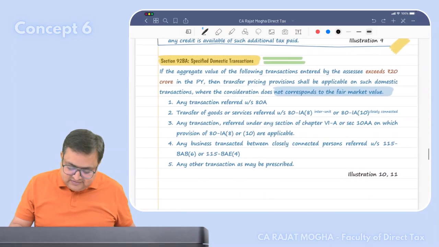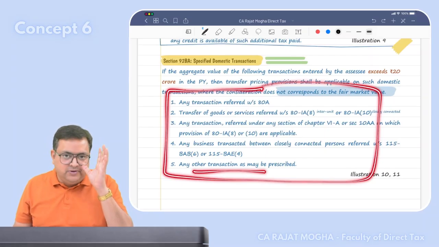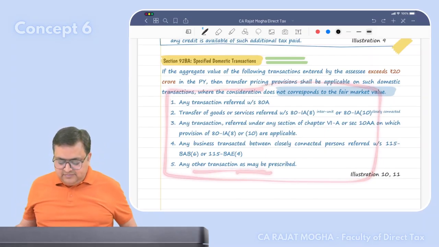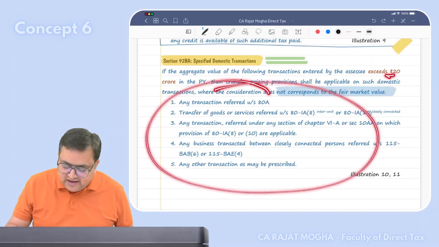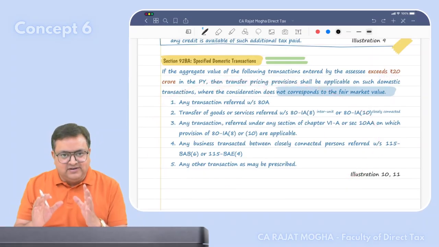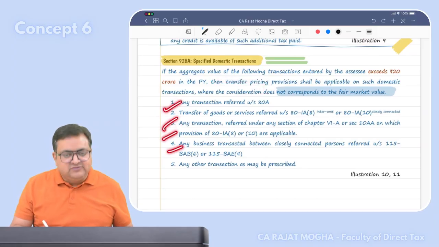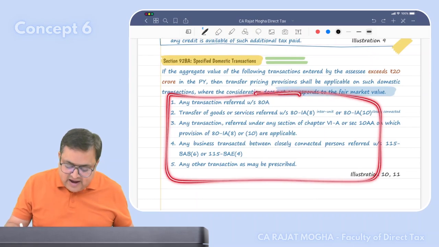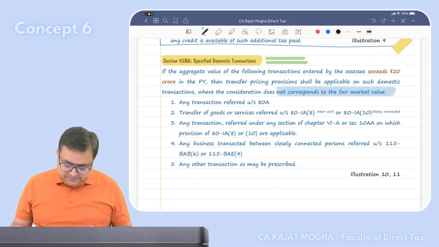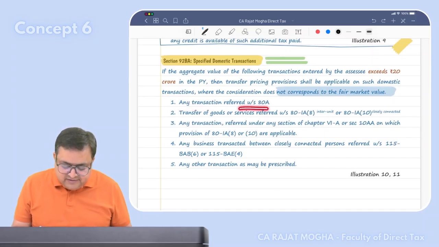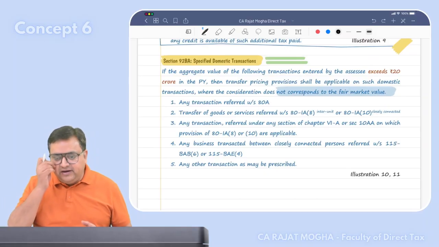And the last is any transaction as prescribed by the Board, right? Any transaction as may be prescribed. So all these transactions, if the aggregate value of these transactions exceeds 20 crore, all the transactions which the assessee has undertaken, right? Not each one, no. If the assessee has undertaken any of these transactions, then we will do the aggregate of it, and if the aggregate exceeds 20 crore, transfer pricing provisions would be applicable, right? So first it is written any transactions referred under 92B.